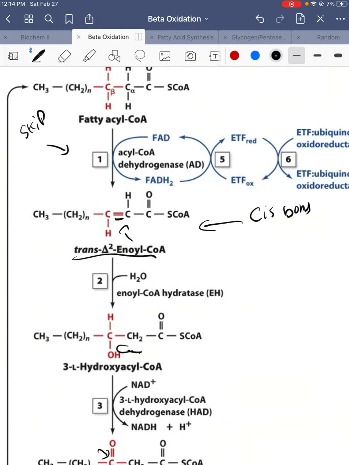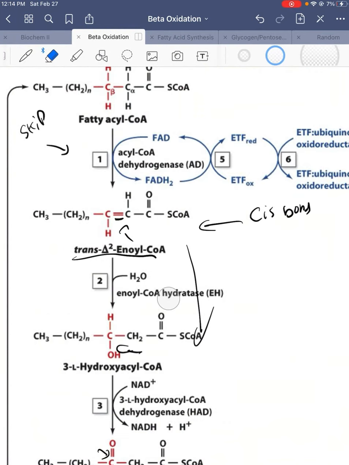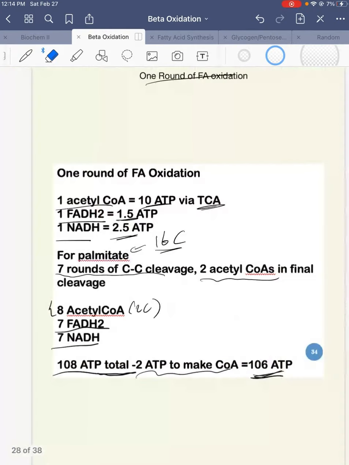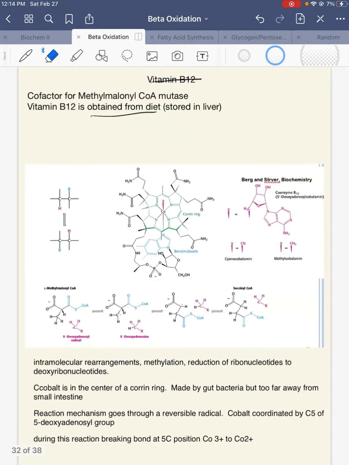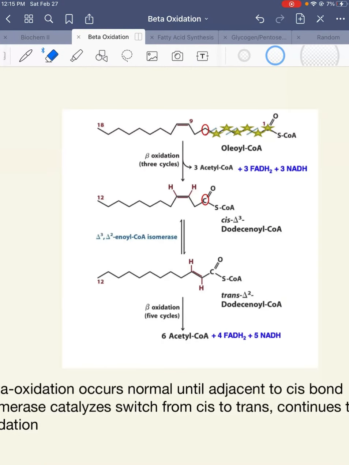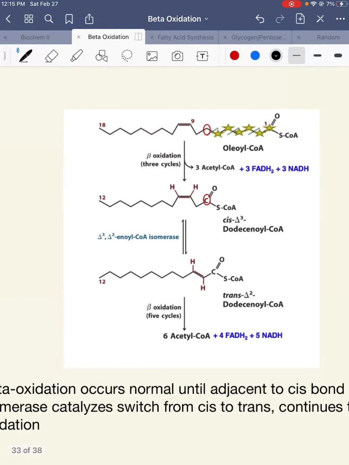Okay, so if we have a fatty acid with a trans bond, we can skip the first step and enter right away. If we have a cis double bond, we can convert it into a trans and then enter in this direction. Okay, so we need a way for us to convert between cis and trans bonds. Let's talk about the enzymes that are involved in that. Okay, so this is done by an enoyl-CoA isomerase.